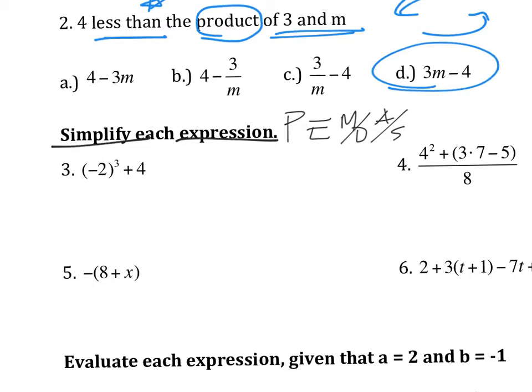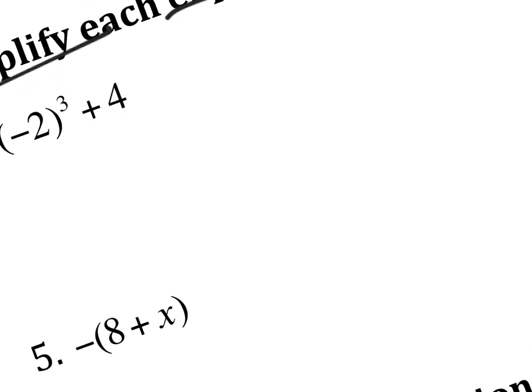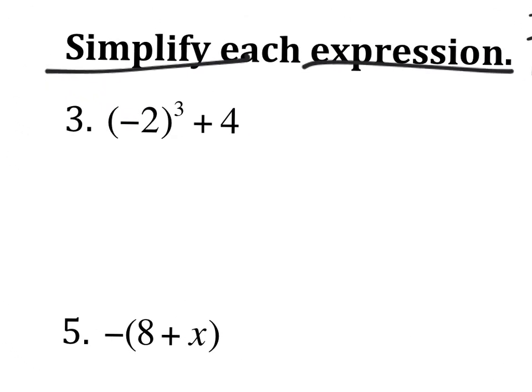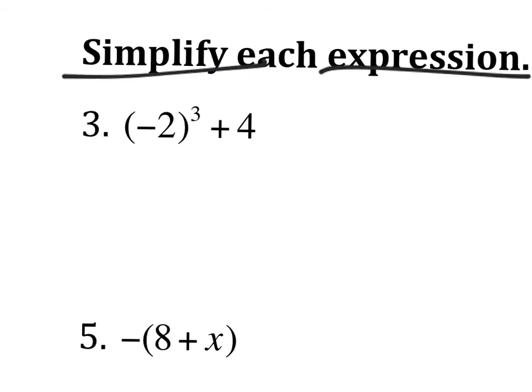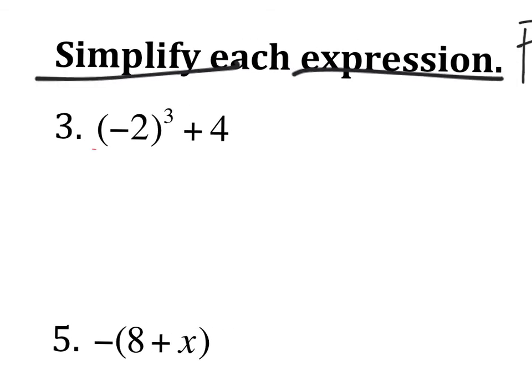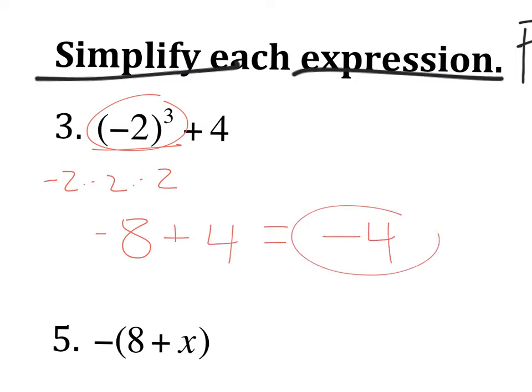Problem 3. I'm going to zoom in there. Whoa. So, looks like I have an exponent here to deal with first. -2 cubed is the same as saying -2 times -2 times -2, which is -8. Then I add 4. -8 plus 4 is -4.